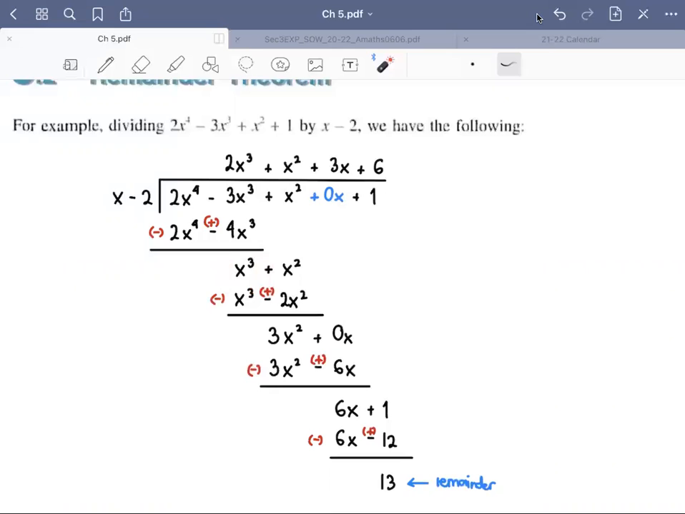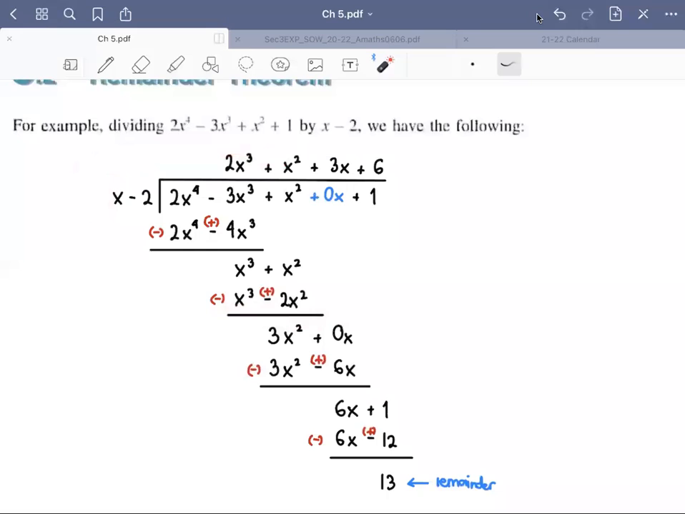And then what's next? So we repeat the process again. So x cubed divided by x. What do you get? So you get x squared, right? And then you repeat the process. X squared times x minus 2. You'll get this. Oh, sorry. You'll get this one, right? So x cubed minus 2x squared, right? And then you repeat the process.